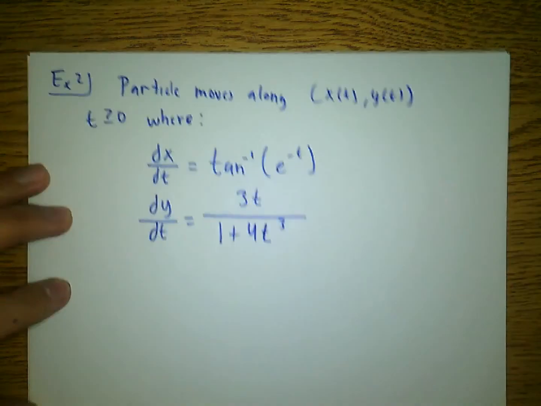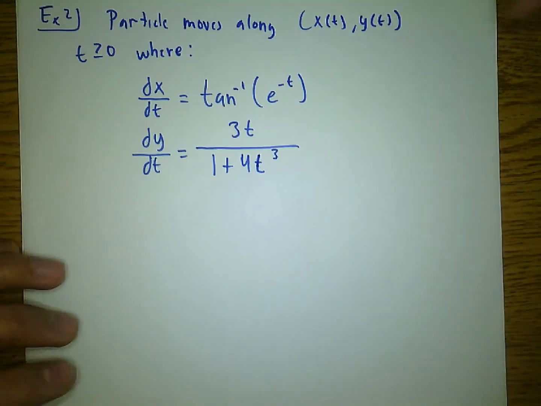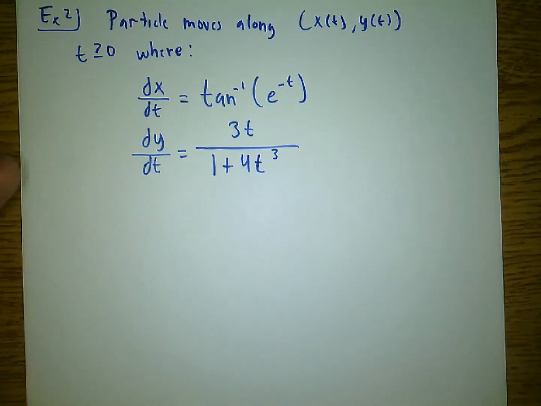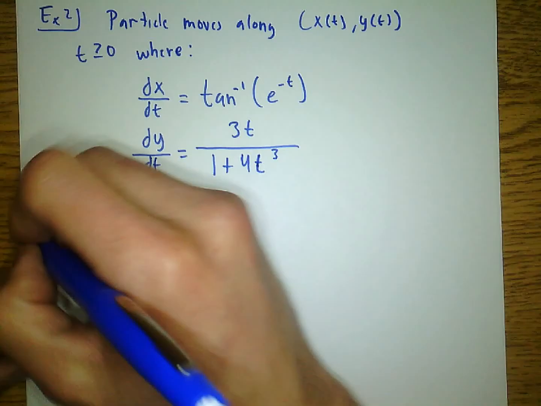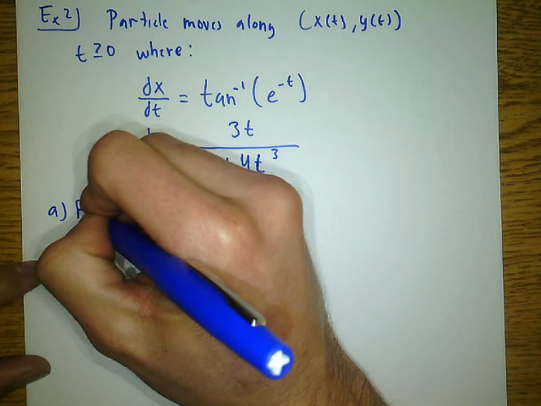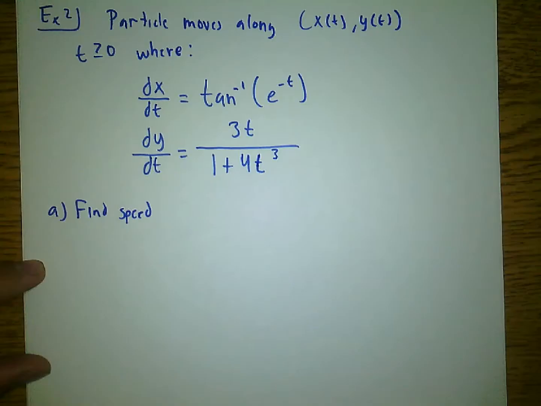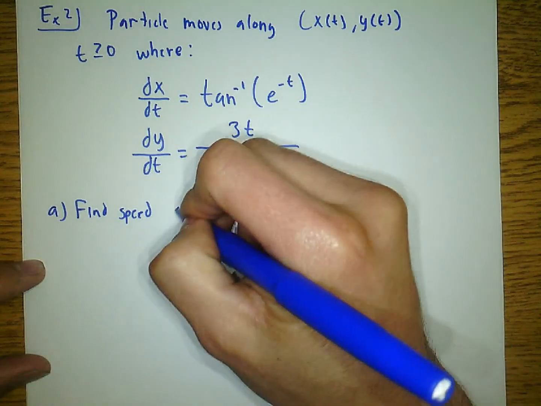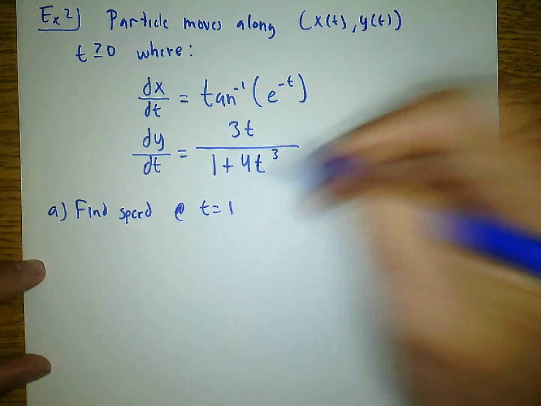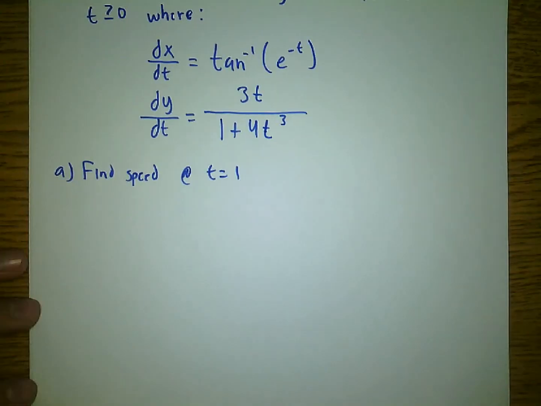All right, so this time, instead of giving you the position, what are they actually giving you? The slope, which is really the velocity. They're not telling you that, you're supposed to know that. Yes? Okay. Part A. Again, you can expect this to be easy. Find the speed at t equals 1. So how do I find this speed?